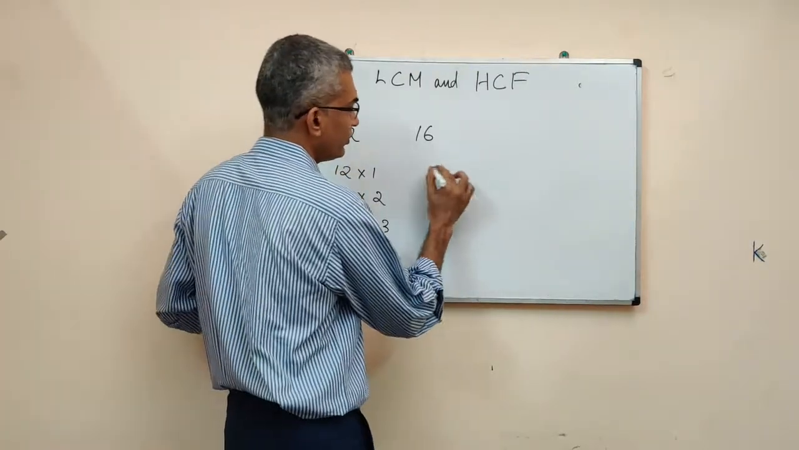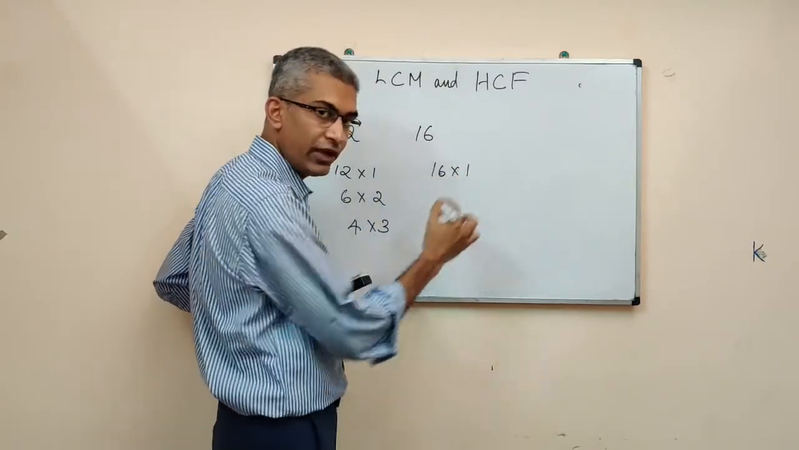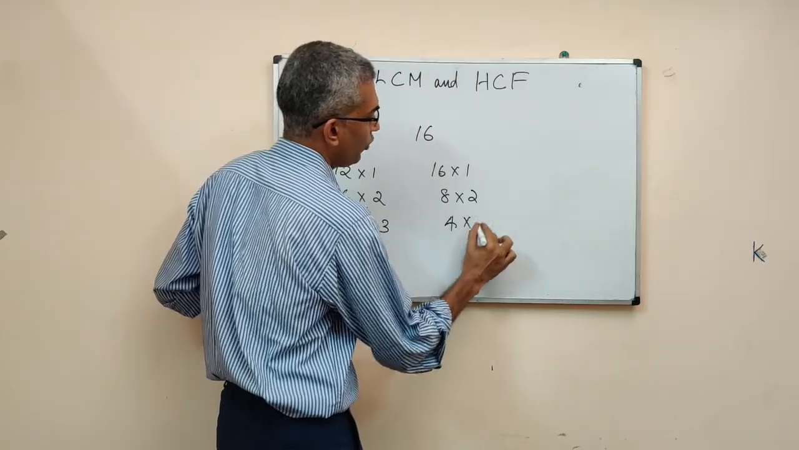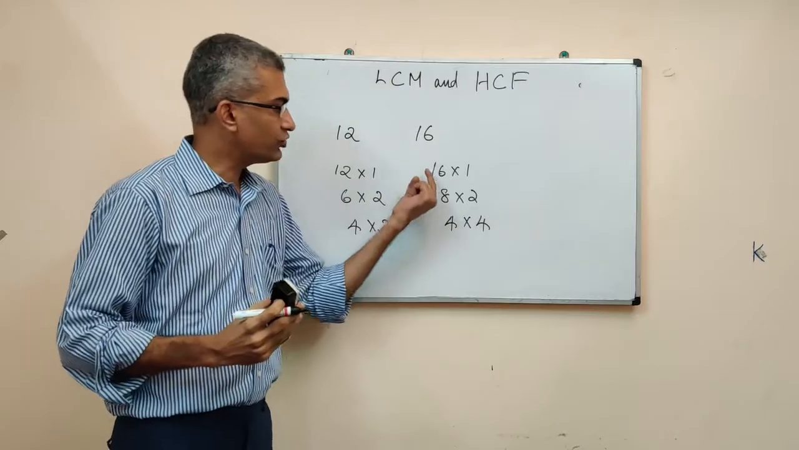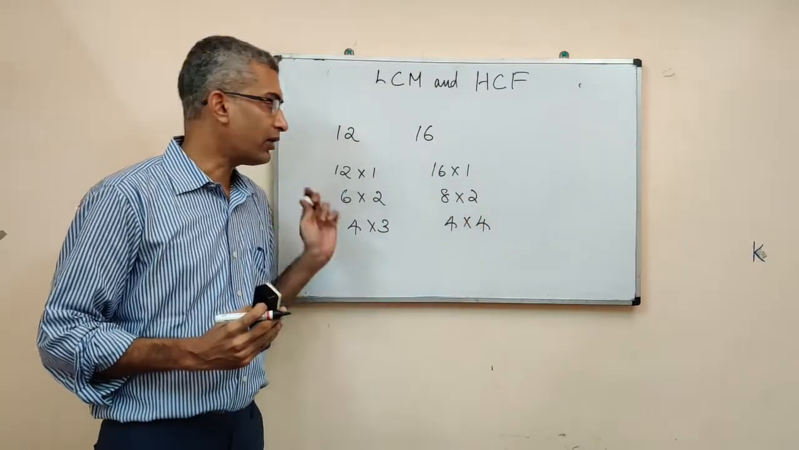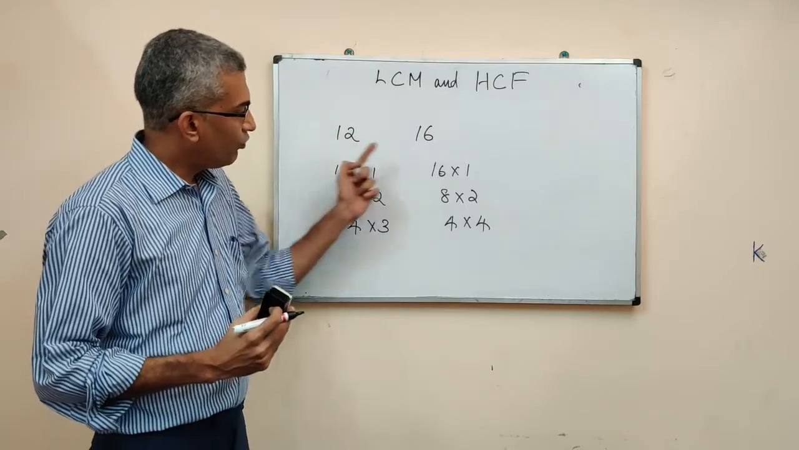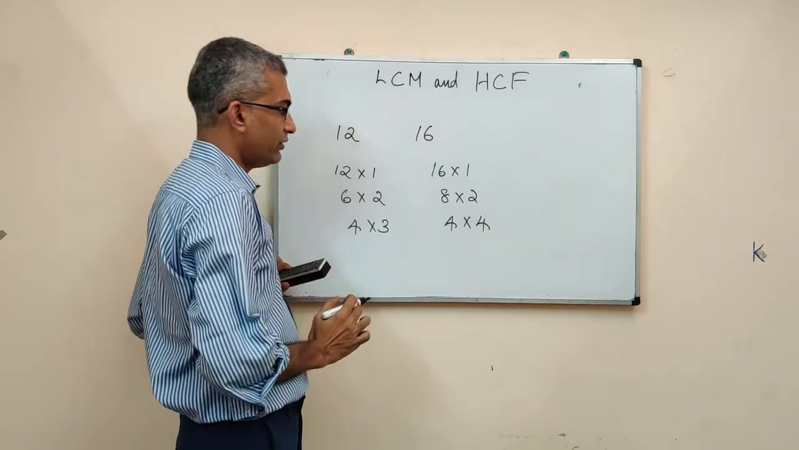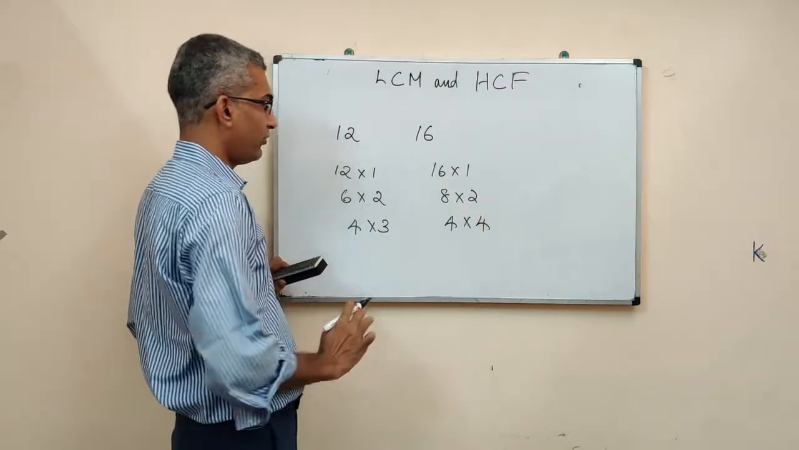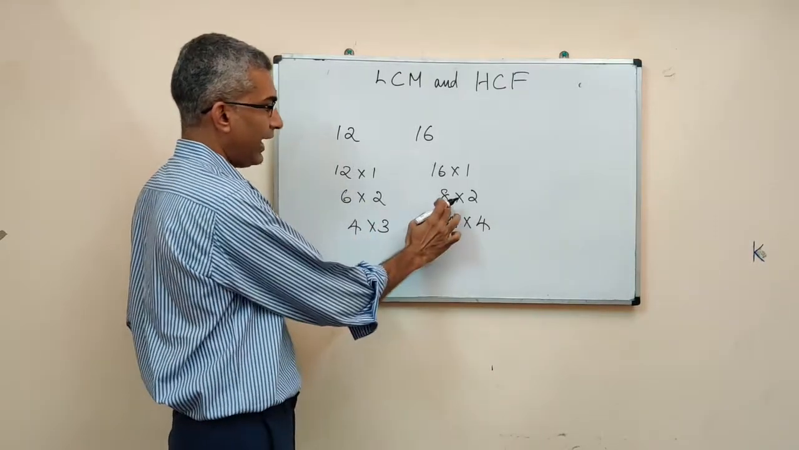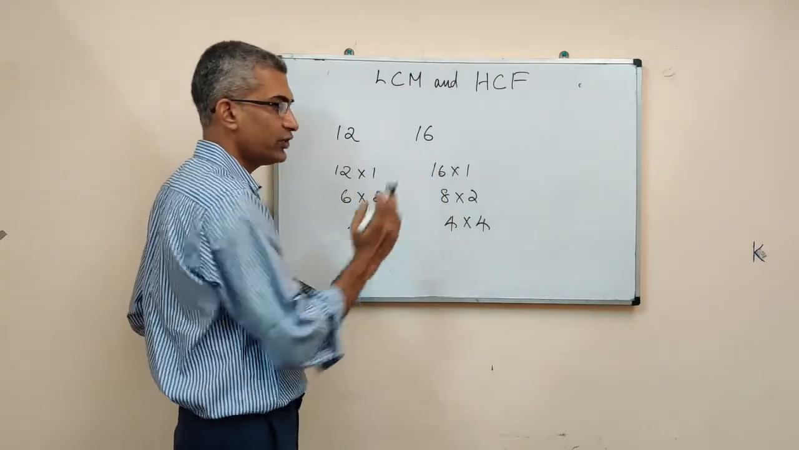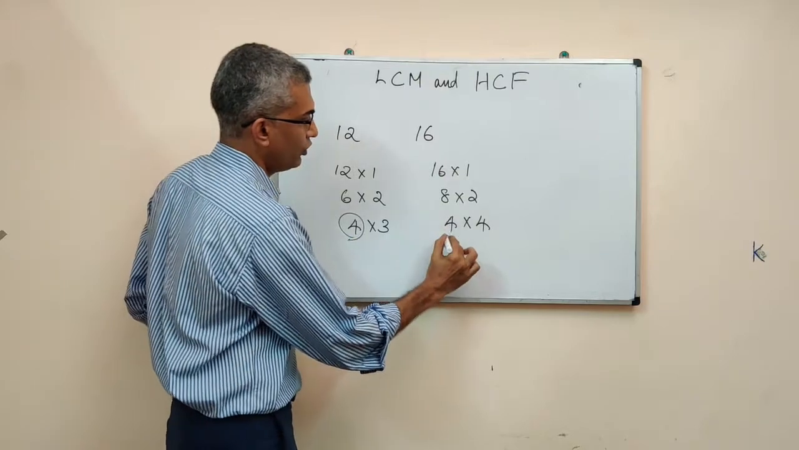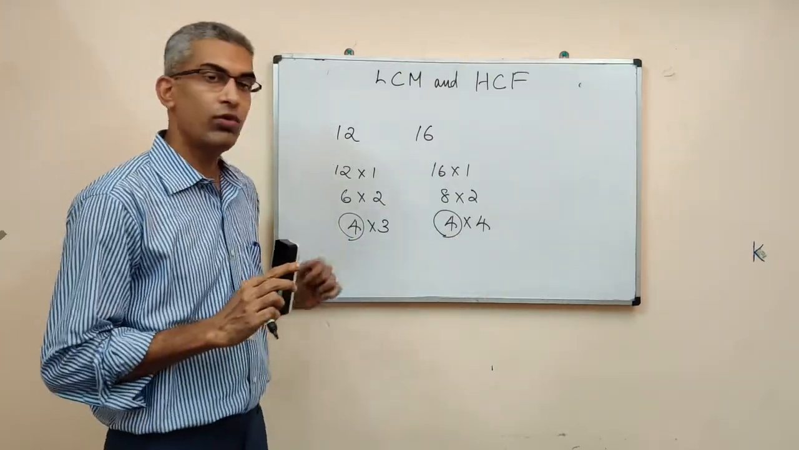What about 16? 16 can be written as 16 multiplied by 1. So 16 and 1 are factors. It can be rewritten as 8 multiplied by 2. It can be written as 4 multiplied by 4. So all these 16, 8, 4, 2 and 1 are factors of 16. Now let us see which is the highest common factor. 1 is a common factor, 2 is a common factor, 3 is not a common factor, 4 is a common factor, 6 is not a common factor, 8 is not a common factor, 12 is not a common factor, 16 is not a common factor. You can observe that the highest common factor among these will be 4. So 4 is the HCF of 12 and 16.